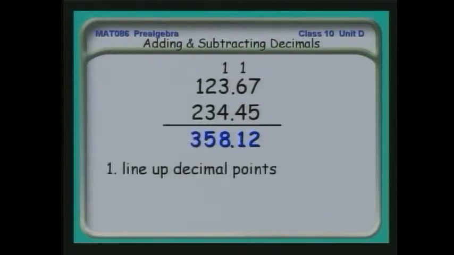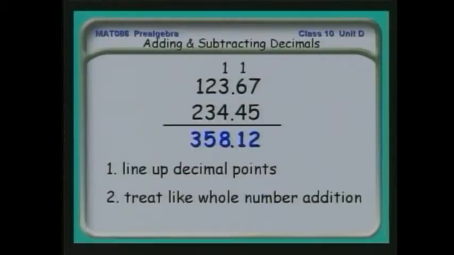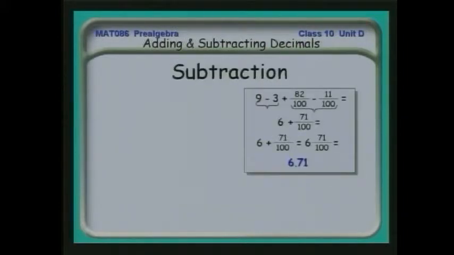Again, the rules for simple addition of decimal numbers is line up the decimal points so that you're adding tenths to tenths, hundredths to hundredths, and so forth, and just make sure that your decimal points are lined up, put that decimal point down in the same place in your answer, and just keep going. Then, as I said, you just treat this like whole number addition. Subtraction works exactly the same way.